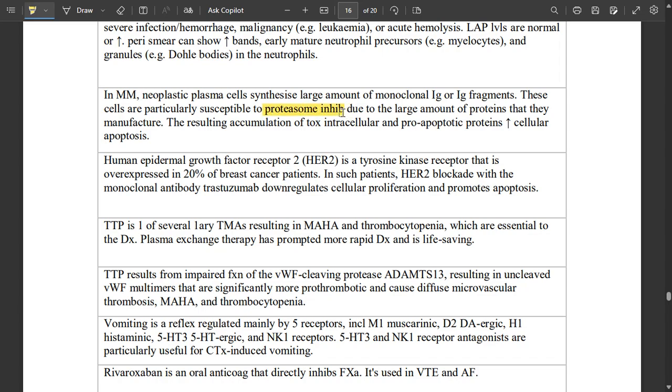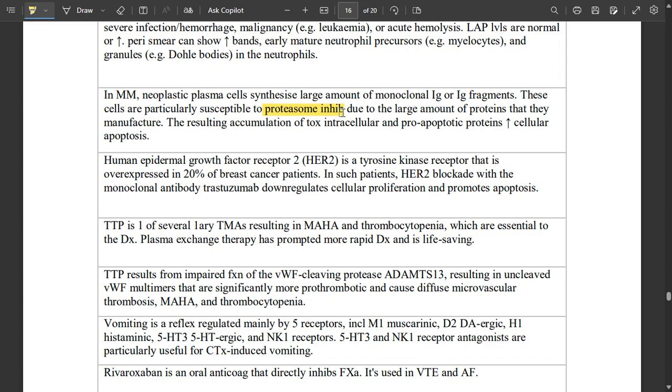These cells have a large number of proteasomes, so they are very susceptible to proteasome inhibitors. Multiple myeloma neoplastic plasma cells are mostly sensitive to proteasome inhibitors due to the large number of proteins that they manufacture. Proteasomes help in protein synthesis, and immunoglobulins are proteins. So protein synthesis occurs rapidly and rampantly in those cells. Therefore, proteasome inhibitors act effectively in multiple myeloma cells.